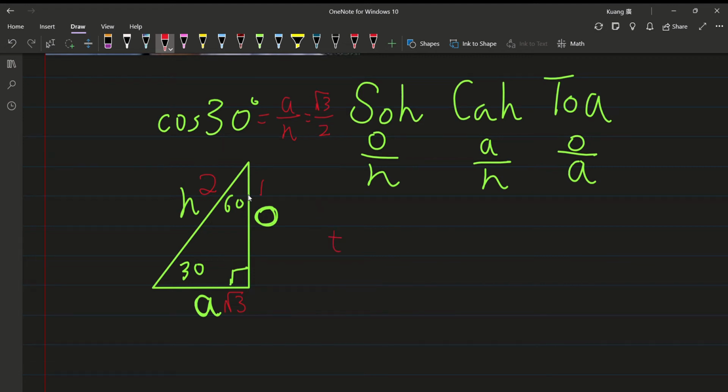If I ask you tangent 60, this time we look at this angle. So the opposite side is no longer here. When we look at this 60 here, the opposite side will be the bottom, the base here. The adjacent side is the height here. And SOHCAHTOA, that's TOA, the opposite over adjacent side. So it will be root 3 over 1.